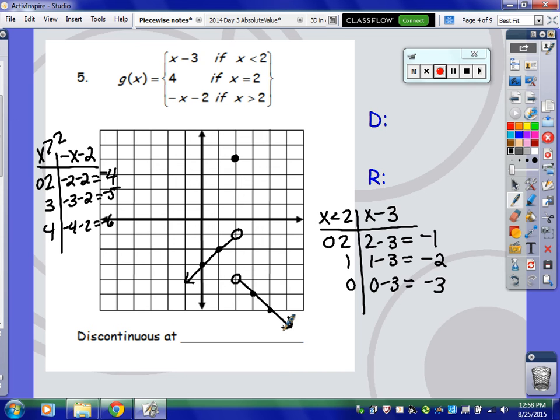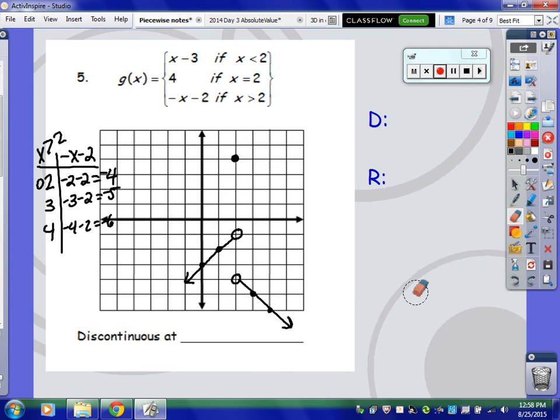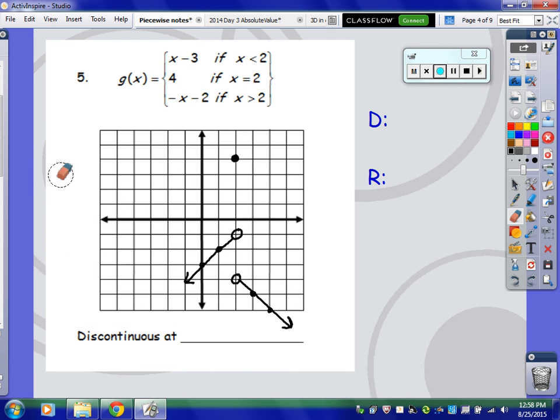All right, notice it's still a function. It's still a function because the vertical line passes, because at that 2 value, there's only one y value. Okay, because these two are open. So that's why it's still a function. Now it's discontinuous. Where is it discontinuous? Well, at that 2. At x equals 2, it's discontinuous.